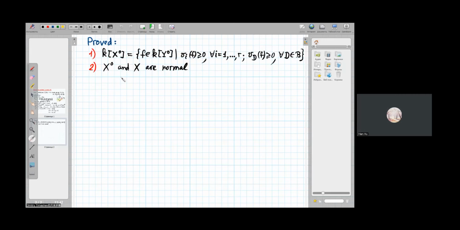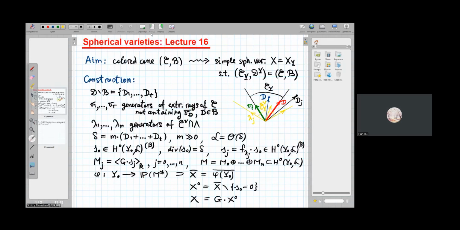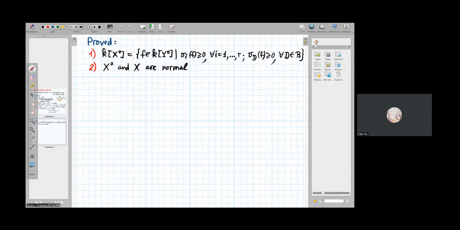Did we prove that the map from Y naught to the projective space is injective or something? Not yet. We didn't yet prove that this map is injective, and this is our next aim. So our next step of the proof is to prove it indeed. So we proceed with the proof.